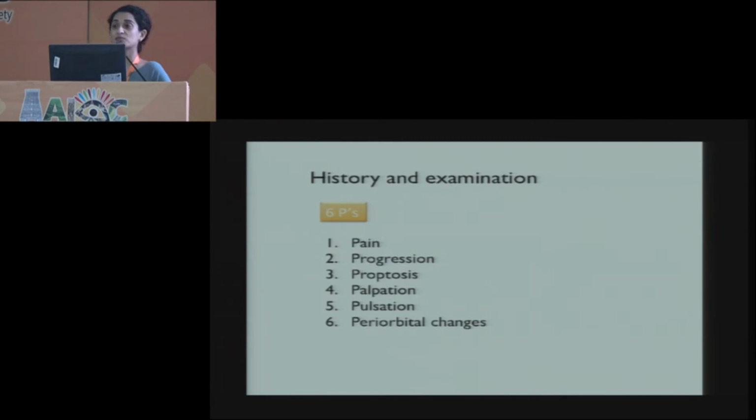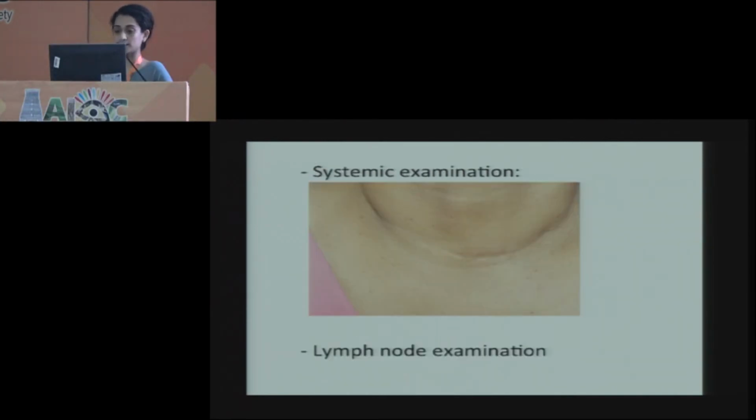So these are the 6 P's in any orbit evaluation that you should be talking about. Whether there is associated pain, the progression, proptosis, how severe, mild, moderate or severe it is, palpation, pulsation and periorbital changes. All right. Systemic examination again in a proptosis patient is also important.